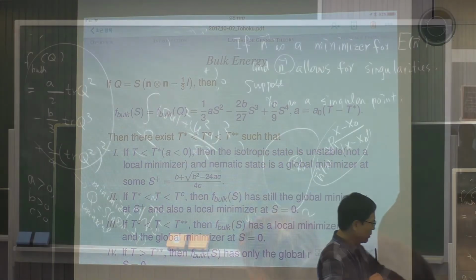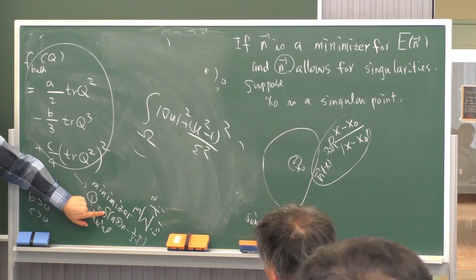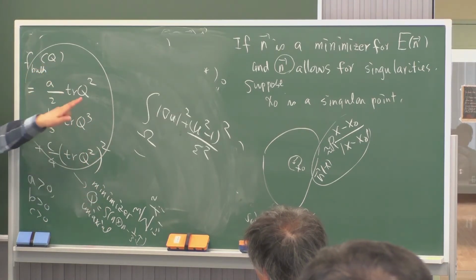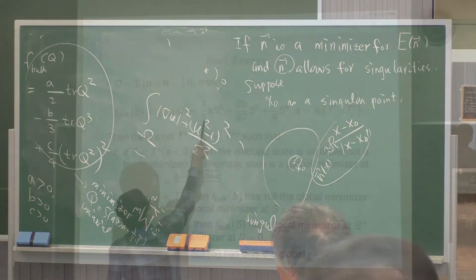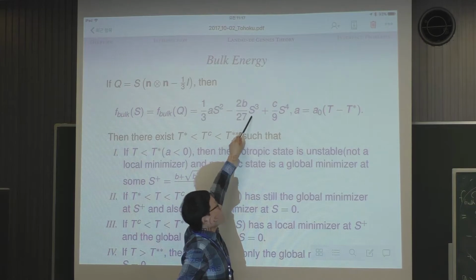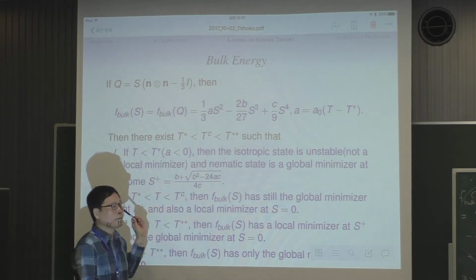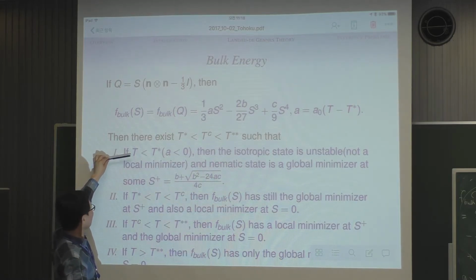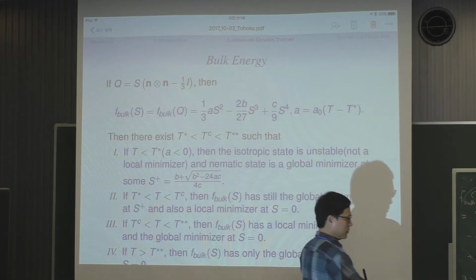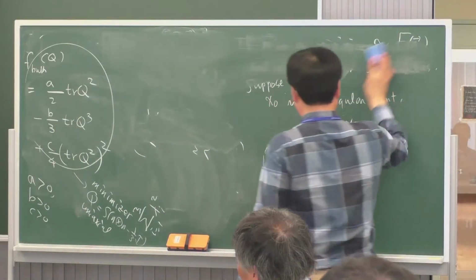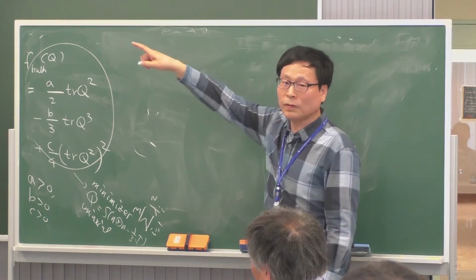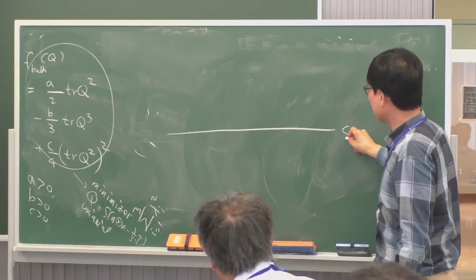So then we want to compute the S values, and we know the global minimizer for this one looks like this. We plug this one into the energy, and then you actually get 1/3 A S squared minus 2B over 27 S cubed plus a quartic term, and this is just a polynomial of degree 4. And then you have several cases for this polynomial. So how many cases do we have? It's a fourth order polynomial, so you have this S variable.